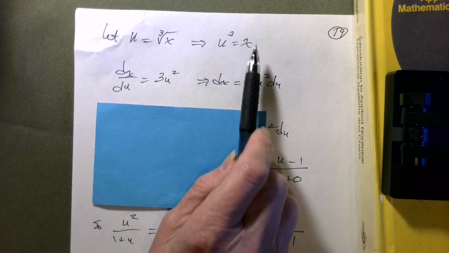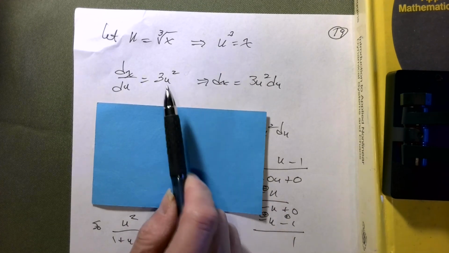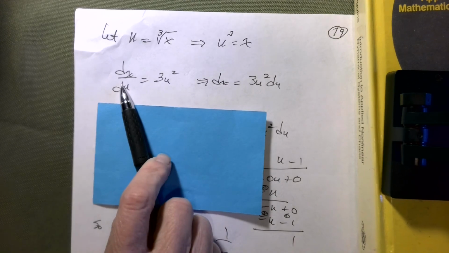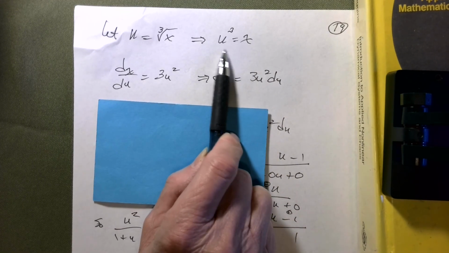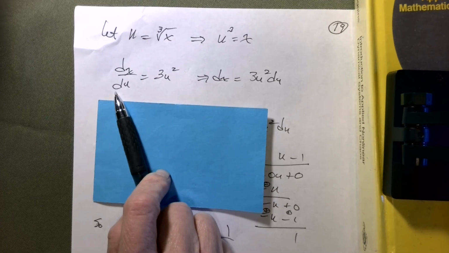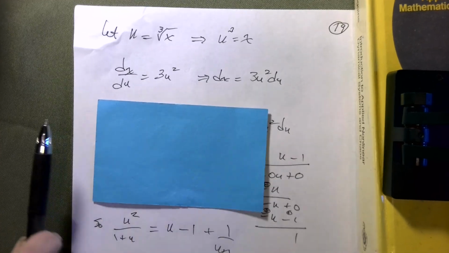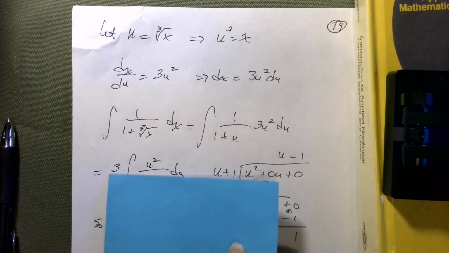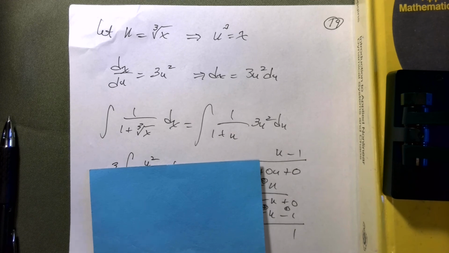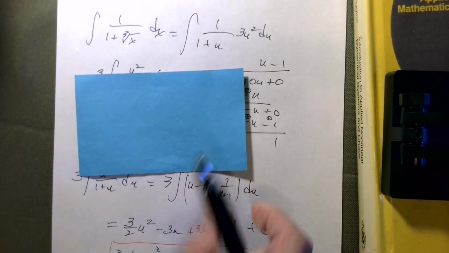And so this means when I take the derivative, I get 3u squared. So I'm taking the derivative of this with respect to u, and then I just multiply. So I get dx is 3u squared du. Okay, so if I put all this stuff in, I get the following.